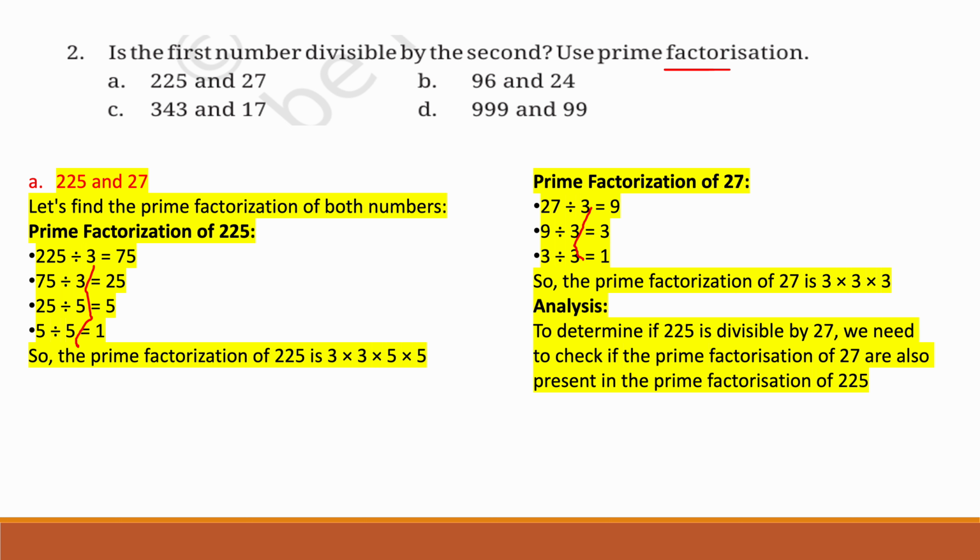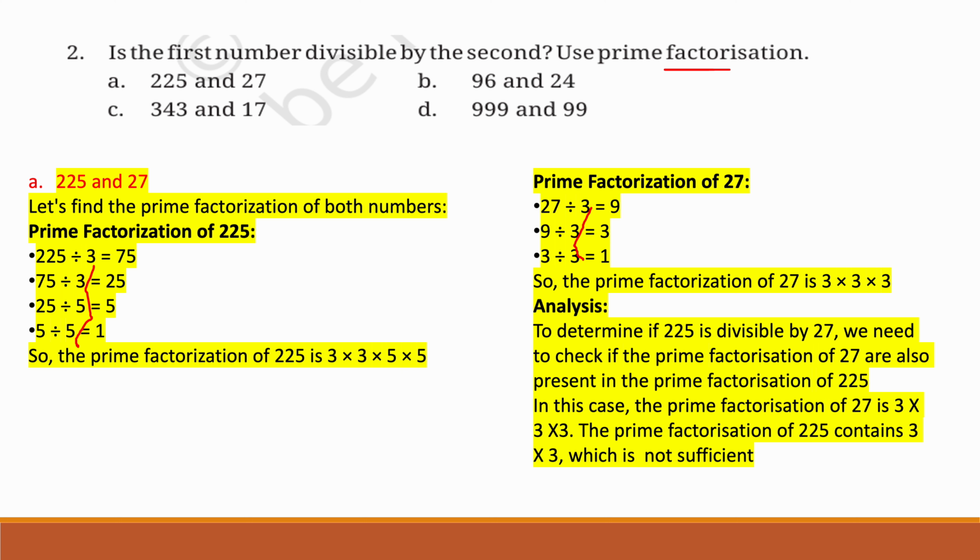To determine if 225 is divisible by 27, we need to check if the prime factorization of 27 is also present in the prime factorization of 225. In this case, the prime factorization of 27 is 3 into 3 into 3. The prime factorization of 225 contains 3 into 3, which is not sufficient. Therefore, 225 is not divisible by 27.